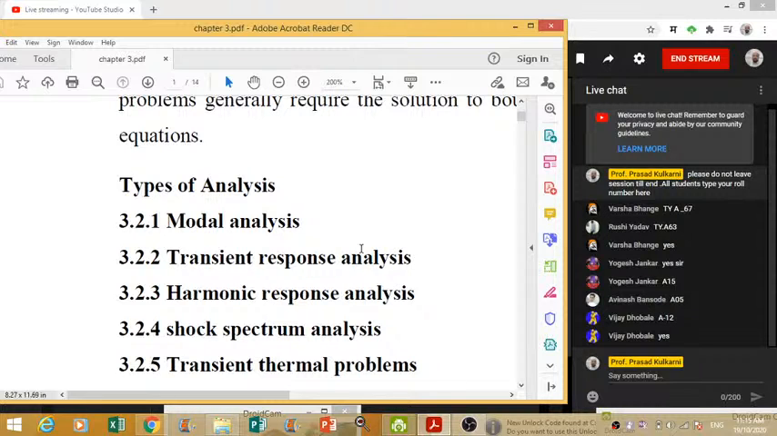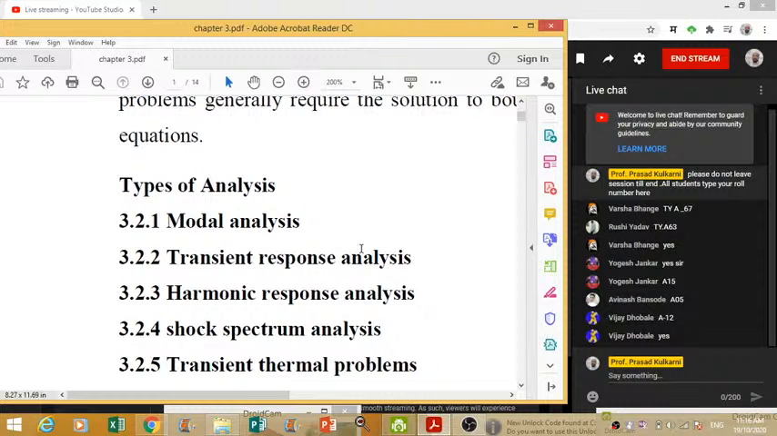Static analysis is used for dead loads. Suppose for a long time one component is subjected to a constant load or a dead load, that can be used in static analysis. So for example, during building construction, we use different types of beams, and these beams are lying on each other for years and years. So there we have to implement the static analysis. Dead loads are applied in the static type of analysis.